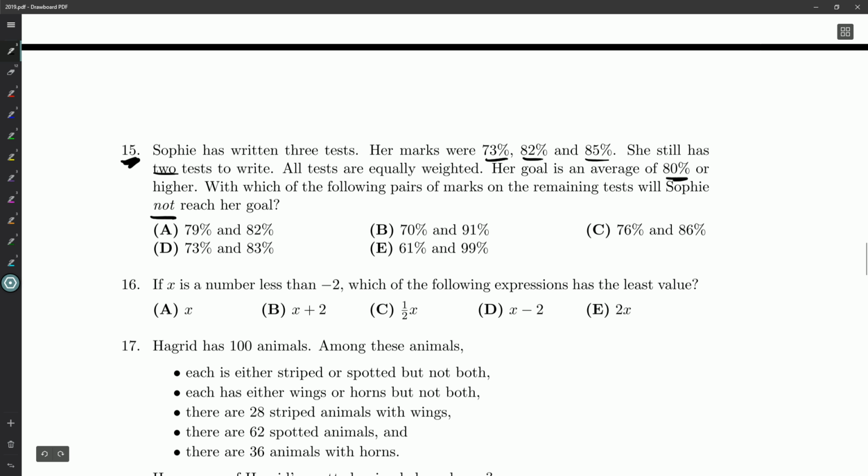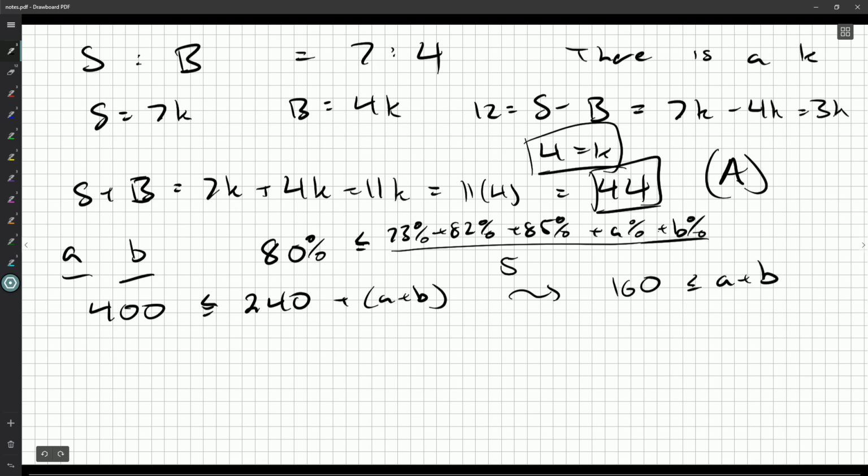So which pair does not give me 160 or more? So E, I can see, I add those up, I get 160. D, I get 156. So I sort of stumbled upon D as the answer right there. We'd have 161 here, 161, and 162 here. So A, B, C, and E are perfectly fine, but D falls below. D proposes 2 tests at 56, which is too small for our average.